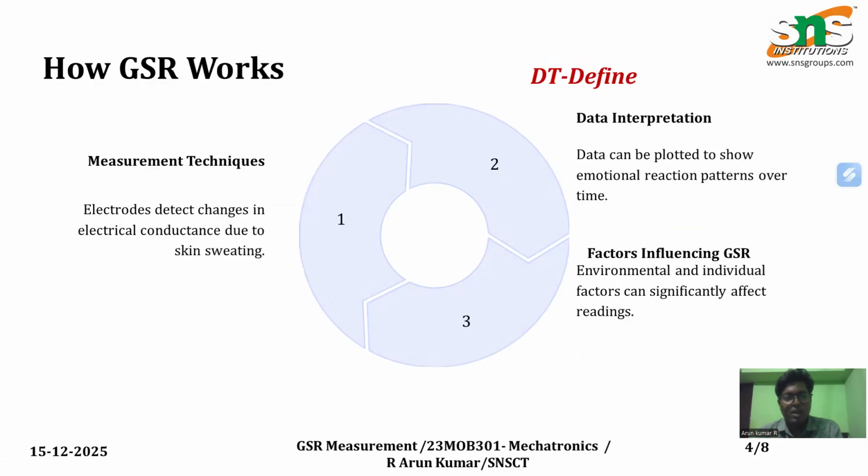How does GSR work? First, the measurement technique: the electrodes detect changes in electrical conductance due to skin sweating. For data interpretation, the data can be plotted to show emotional reactions and patterns over time. Environmental and individual factors can significantly affect the recordings. So these are the three categories of how GSR works.